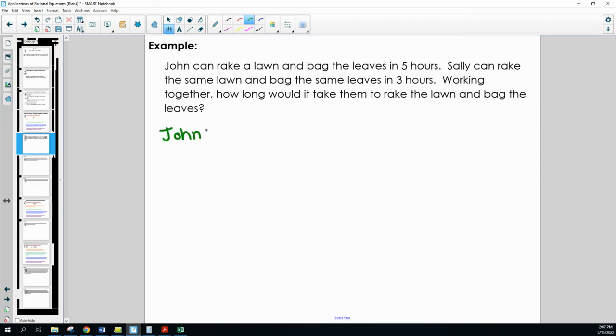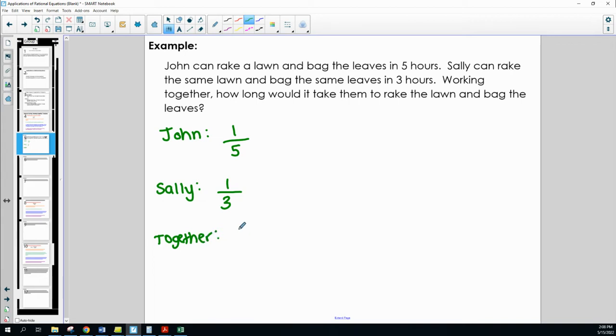So first we have John, and the fraction's always going to be the number of jobs over the time. So the number of jobs, even though he's raking a lawn and bagging the leaves, that's one job. He's completing one lawn that he's cleaning up. So we're going to say 1 over, and it takes John 5 hours. So he's 1 over 5. Now Sally, she can rake the same lawn and bag the same leaves, so she's doing that same one job, and it's taking her 3 hours. Working together, how long will it take them to rake the lawn and bag the leaves?